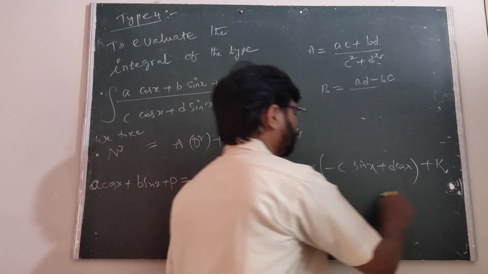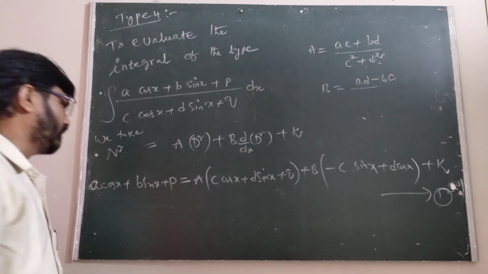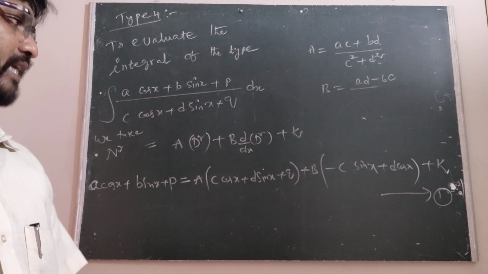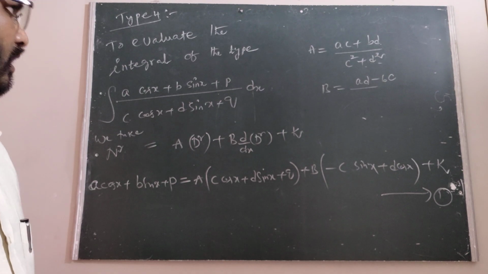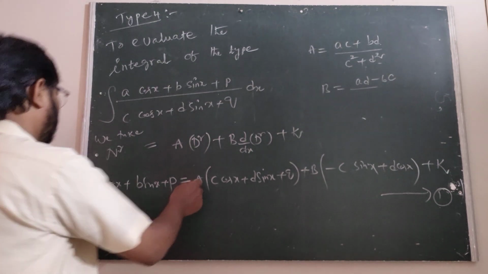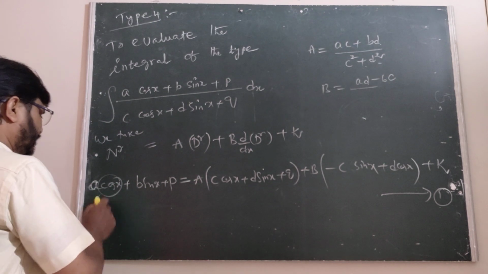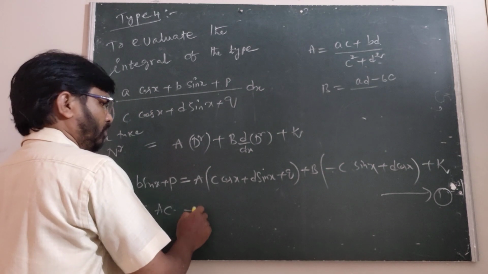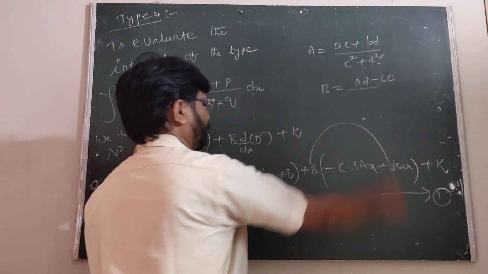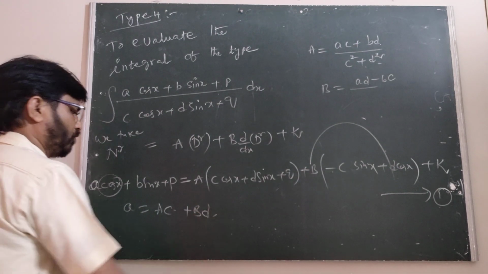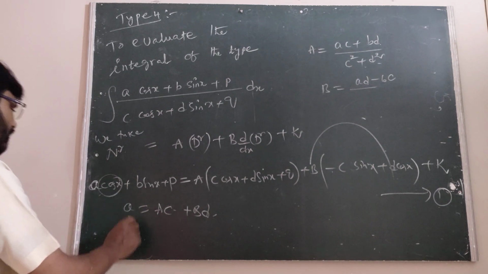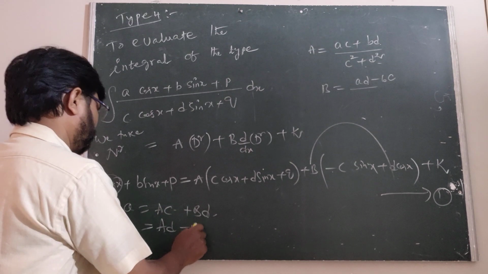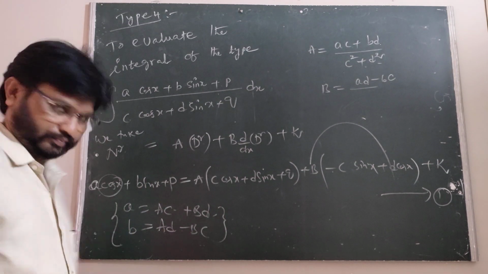After that, we are equating the coefficients of cos x on both sides. Then we equate the coefficients of sin x on both sides. After that, constants. Are you okay? First of all, we equate the cos x coefficients. That is small a equals capital A c, here minus of minus, B d. This is the coefficient of cos x. Similarly, the coefficient of sin x is small b equals A d minus B c.